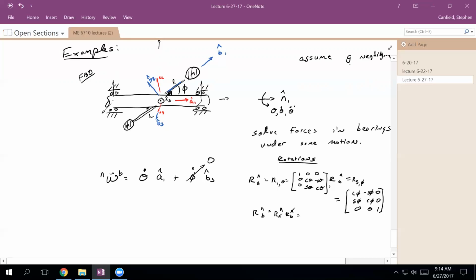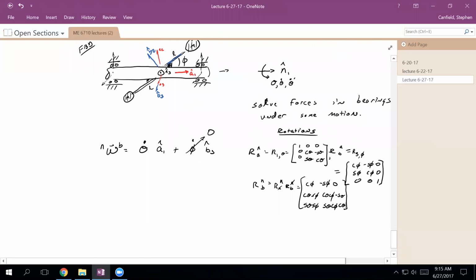You can see the A's cancel, and that will give me the multiplication of these two, so I get cos phi, negative sine phi, 0, cos theta sine phi, cos theta cos phi, negative sine theta, and sine theta sine phi, sine theta cos phi, and cos theta. All right, if I need rotations, there I have them. And actually, do I need them now? Not yet. So let's go to the next step.